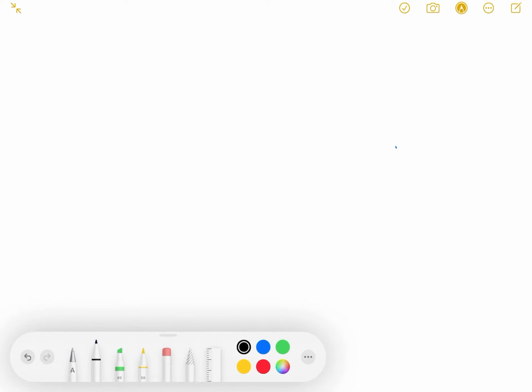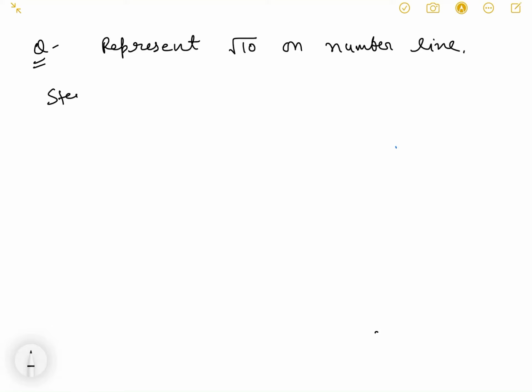We will take another example. Represent root 10 on the number line. So what would our first step be? We will make a square of root 10. So what would it be? It would be 10. Now 10 can be further written as 9 plus 1.